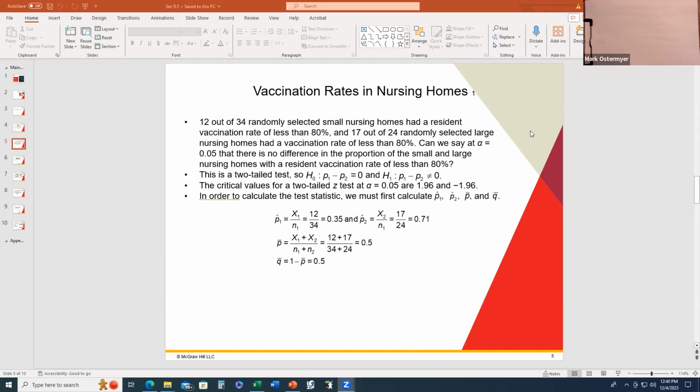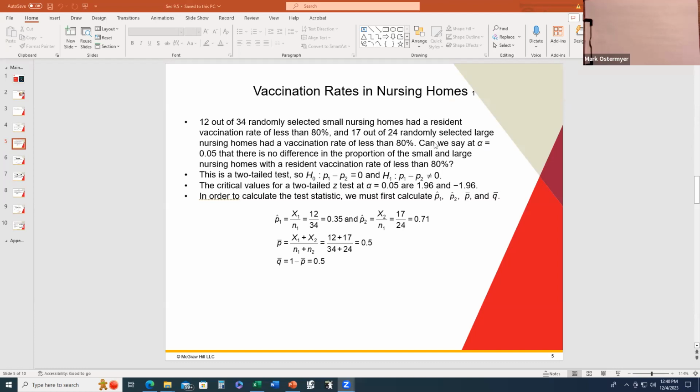All right. Here's an example. 12 out of 34 randomly selected small nursing homes had a resident vaccination rate of less than 80%, and 17 out of 24 randomly selected large nursing homes had a vaccination rate of less than 80%. Can we say at the 5% level of significance that there is no difference in the proportion of small and large nursing homes with a resident vaccination rate of less than 80%?